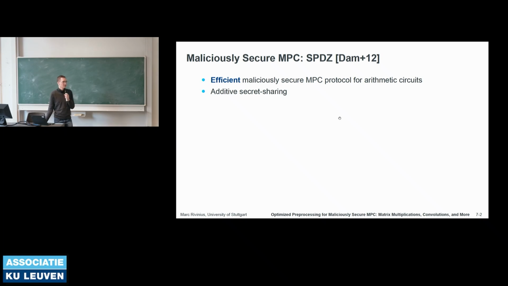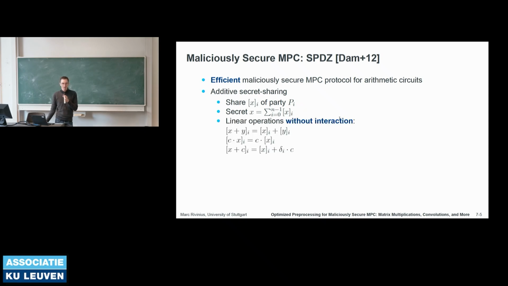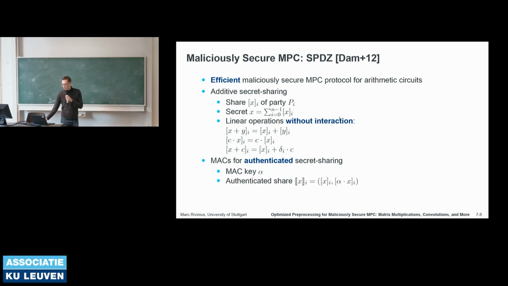And yeah, the building block is secret sharing. We use the share notation here, share with the brackets and the party index as subscript. The secret is then the sum of the shares, and we can do all linear operations on shares without interaction. And to get the malicious security, SPDZ uses authenticated secret sharing. So we have MACs on the secret shared values, where we have a secret MAC key alpha that none of the parties know. And an authenticated share is then the share of the value and a share of alpha times the same value.